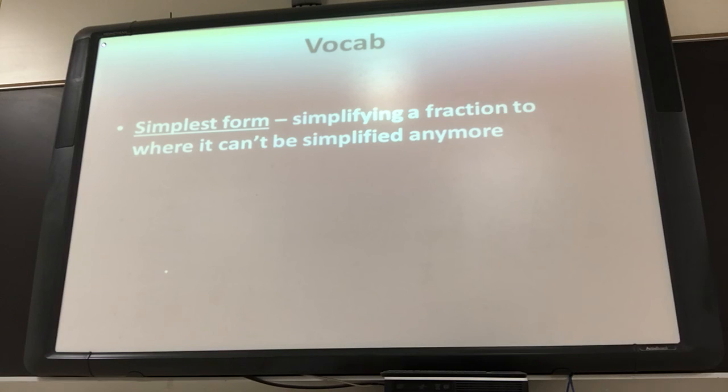And really, unless the question tells you otherwise, just go ahead and start writing your answer in simplest form. We kind of assume that we've got to write our answer this way unless we're told otherwise.